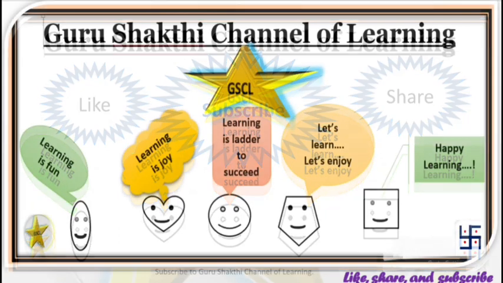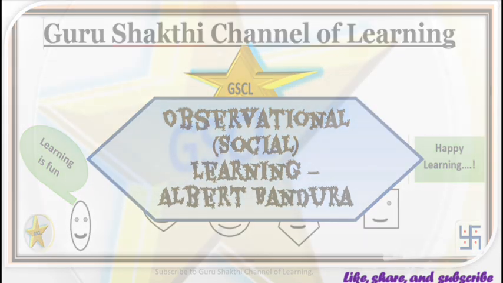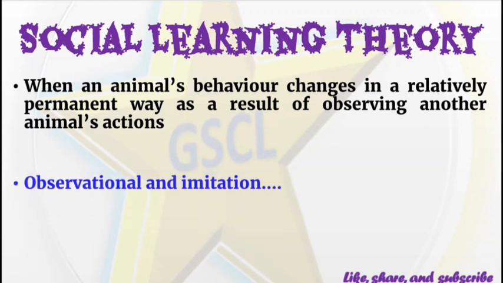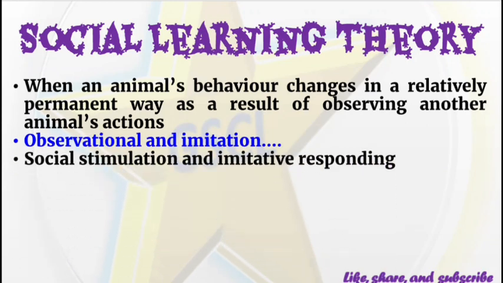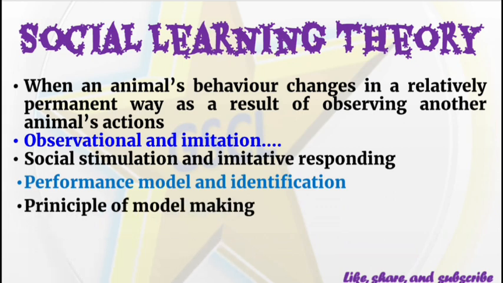This video is about observational or social learning theory of Albert Bandura. Here are the key aspects of social learning theory. When an animal's behavior changes in a relatively permanent way as a result of observing another animal's actions, it is termed as observational learning.